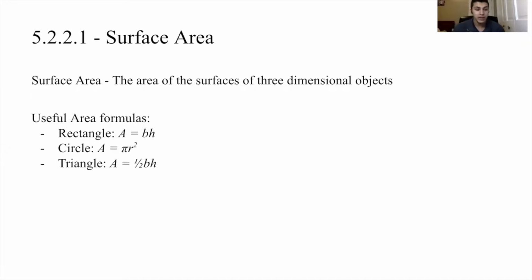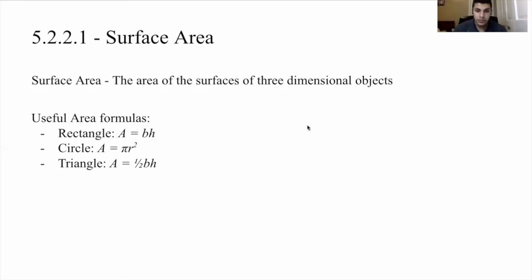To find the area of a rectangle, its area equals the base times the height. Pretty simple. For the circle, its area equals pi r squared. And then for a triangle, and I just included this one in case it ever comes up, but we won't have to look at this one in the surface area formulas I'm about to show you, its area equals 1/2 base height. So it's like a rectangle, except you multiply by 1/2.